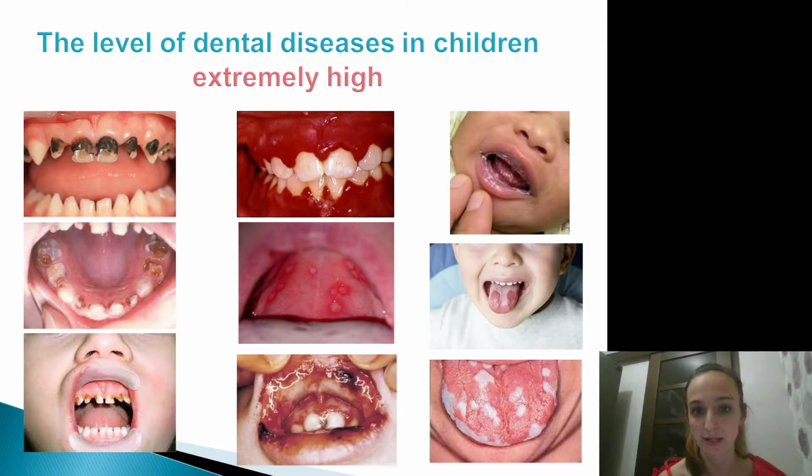The level of dental diseases in children is extremely high. Now we will speak about some cases from this slide. Here you can see decay, and you can see diseases of gums, diseases of mucous membrane, and of tongue.